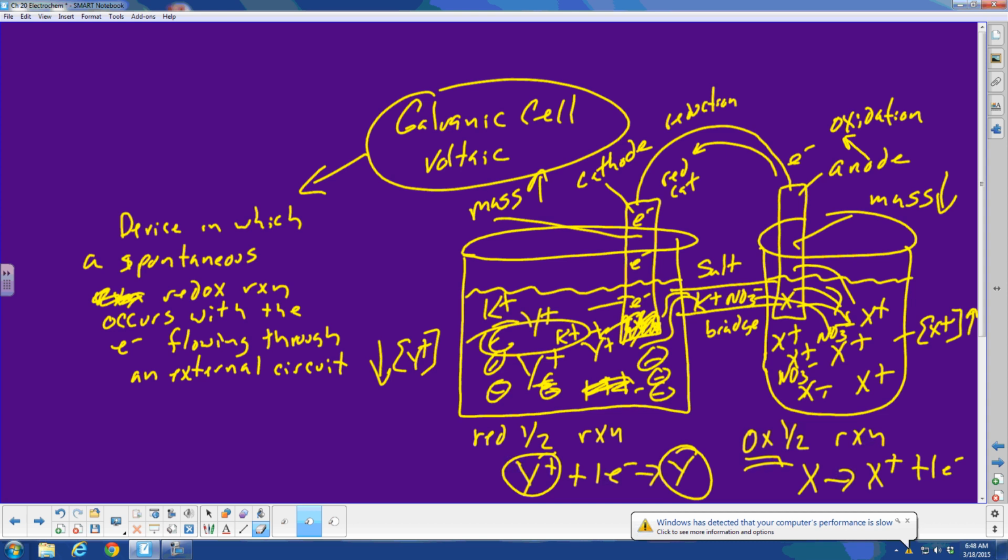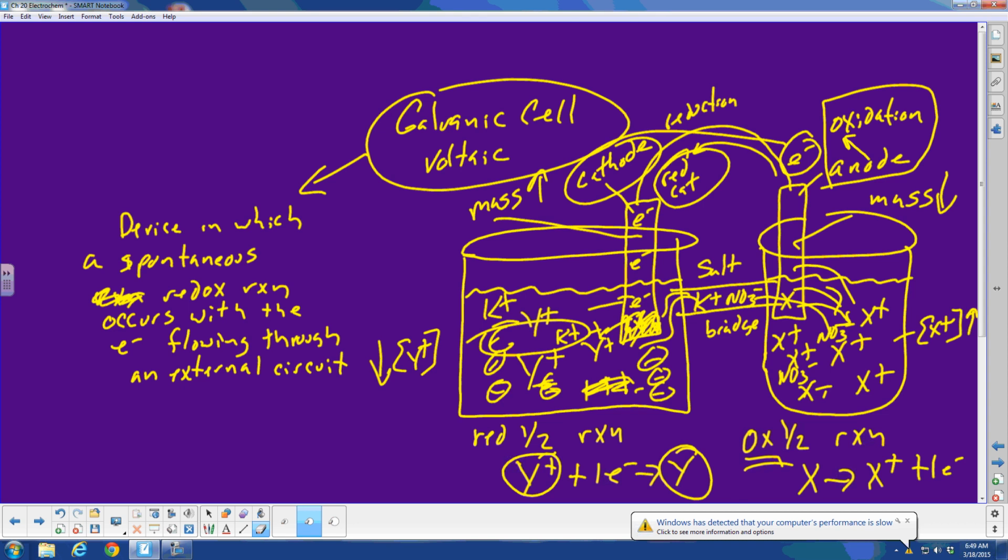Just remember a couple things. Oxidation occurs at the anode. Electrons flow from the anode to the cathode. Reduction occurs at the cathode. And that would be about it.